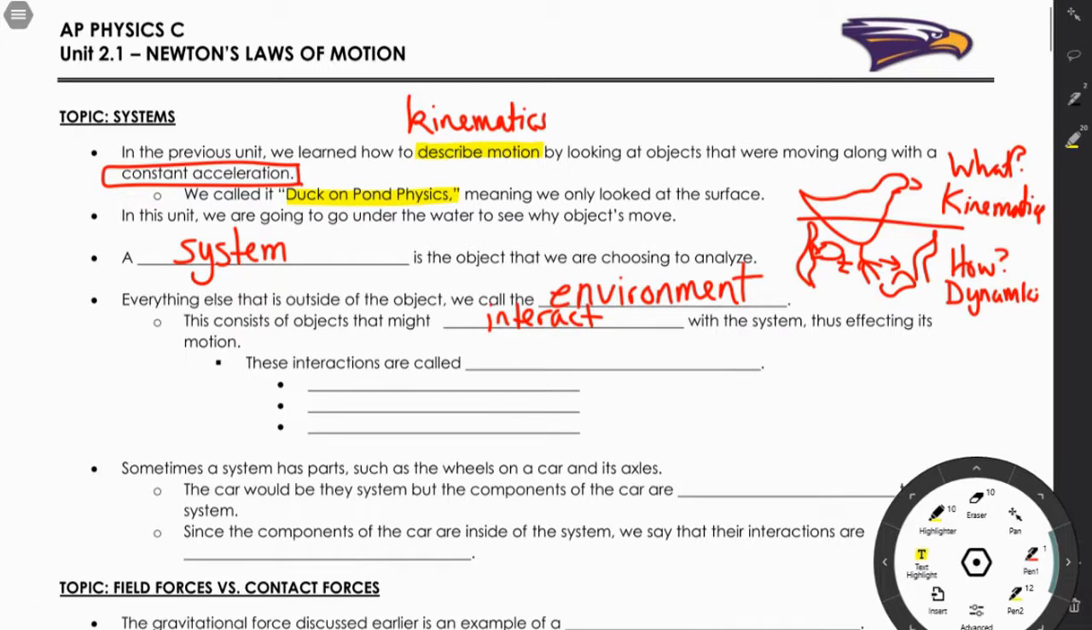So, for example, and this is a classic AP problem, you've got two blocks being pushed on a surface.